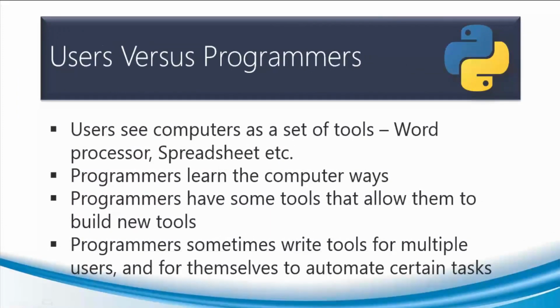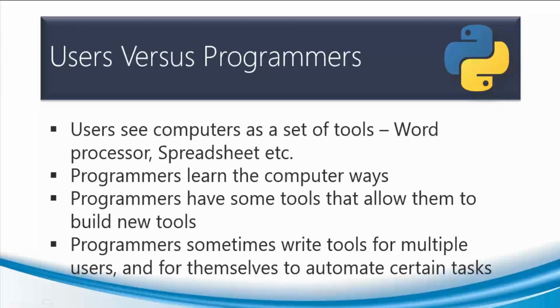Users versus programmers: what's the difference? Users essentially see computers as a set of tools. If I'm a user, I'm going to use the computer, click on certain buttons, use various tools, and gain some output. For example, a word processor or spreadsheet. I'm using an Excel spreadsheet here to add certain values. I'm going to issue some commands to the computer and get my total. Similarly, if I'm using a word processor, I can bold text, highlight text, increase the font size, and so on.